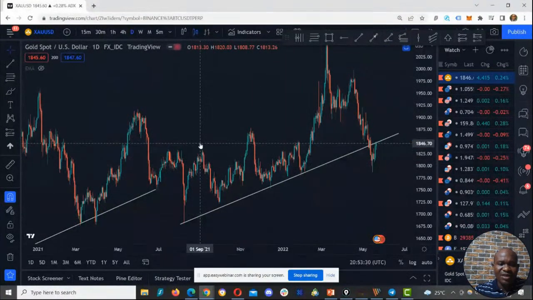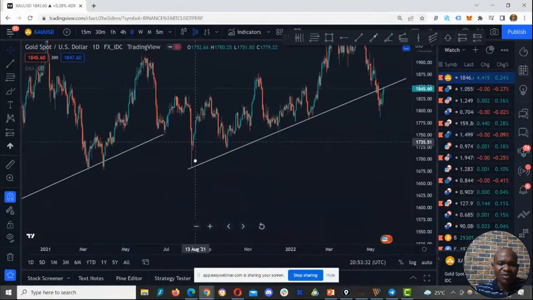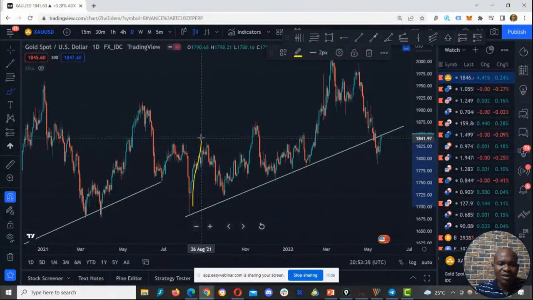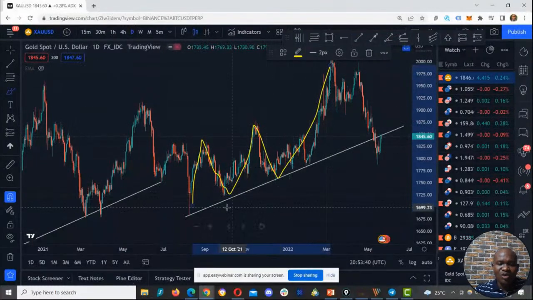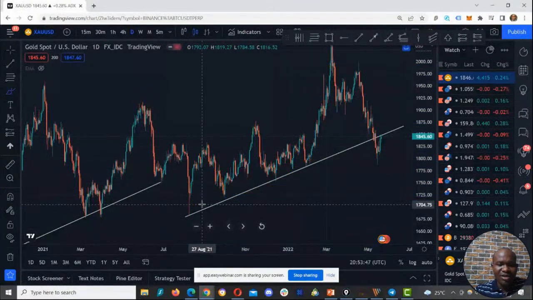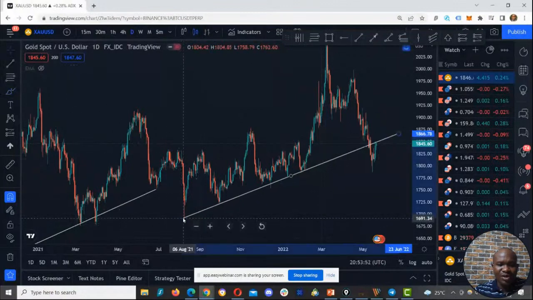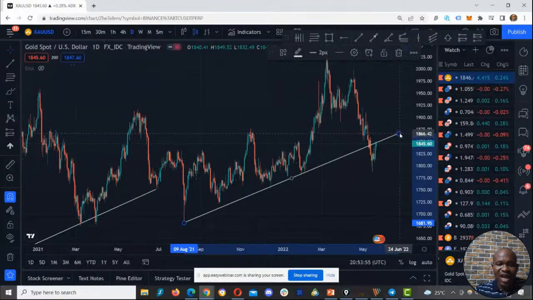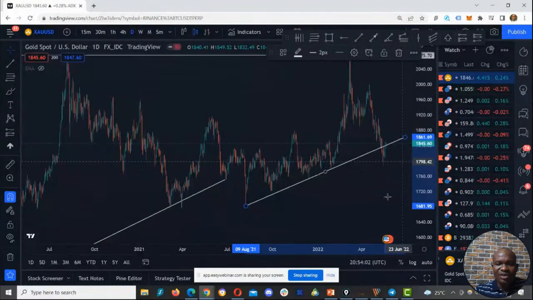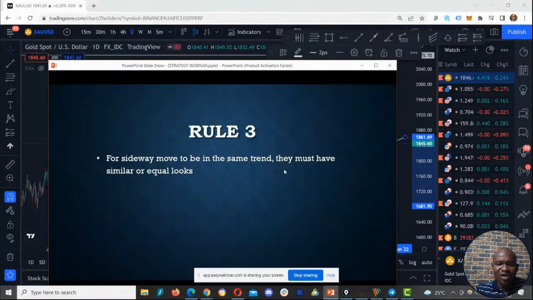So we have this move here. We have this correction. We have this move. We have this correction. We have this move. Okay, so we are using these two to draw this trend. So that's why we are drawing this trend at this point. So this is our trend. And what happened to this trend, guys? This trend is broken. Remember, we are only on the daily chart, and you can see also that the trend is broken. Now, let's take a look at the next rule.